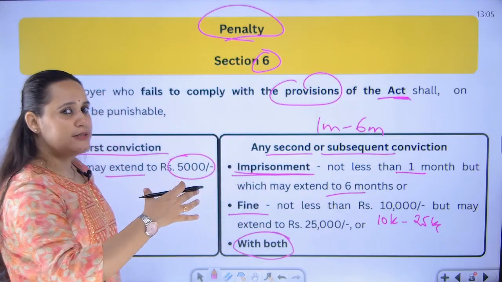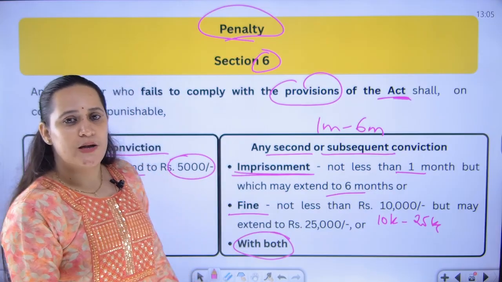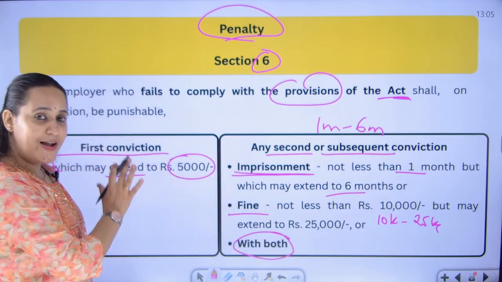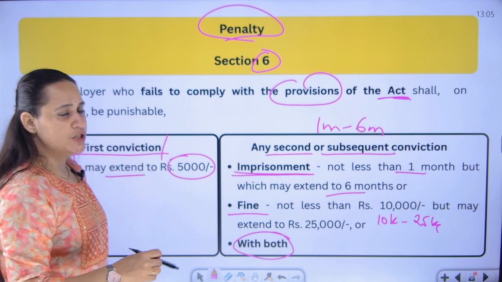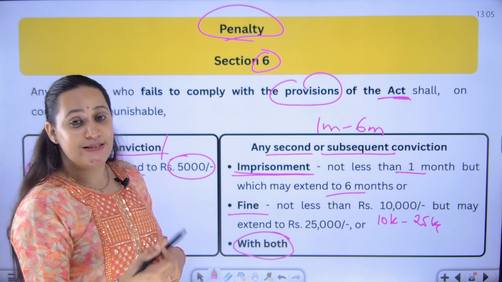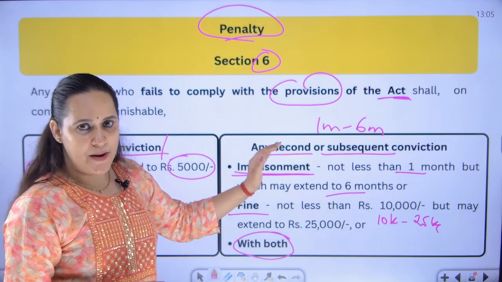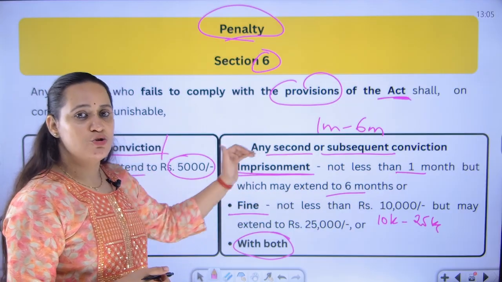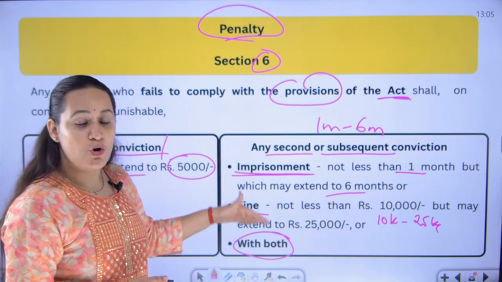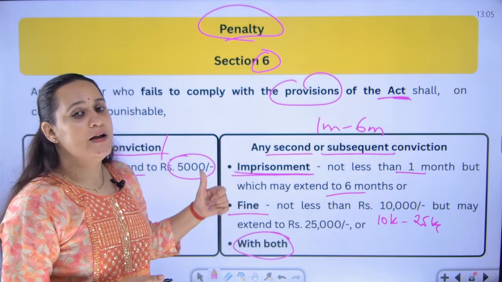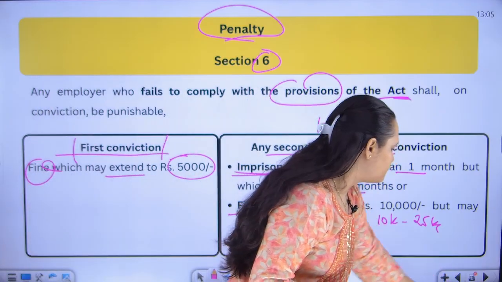So the penalty provision says that anybody who does not follow the provisions of this enactment is going to be subject to a fine of 5,000 rupees for the first conviction, and for second and subsequent convictions, imprisonment of 1 month to 6 months depending upon seriousness, a fine of 10,000 to 25,000 depending on seriousness, and either fine or imprisonment, or both fine and imprisonment, depending upon the kind of non-compliance that has been committed.